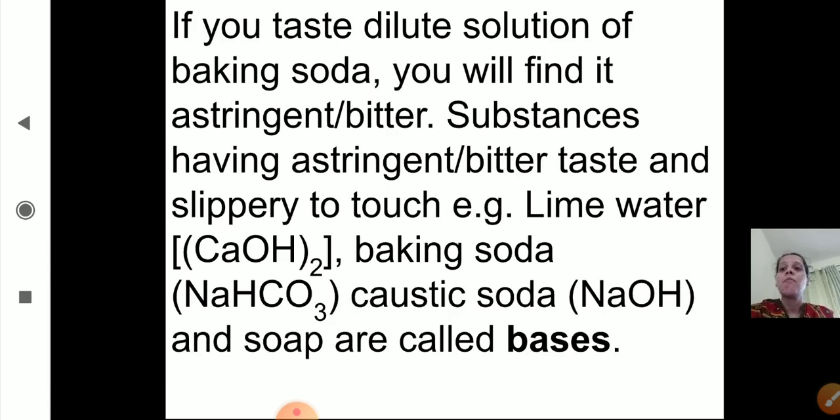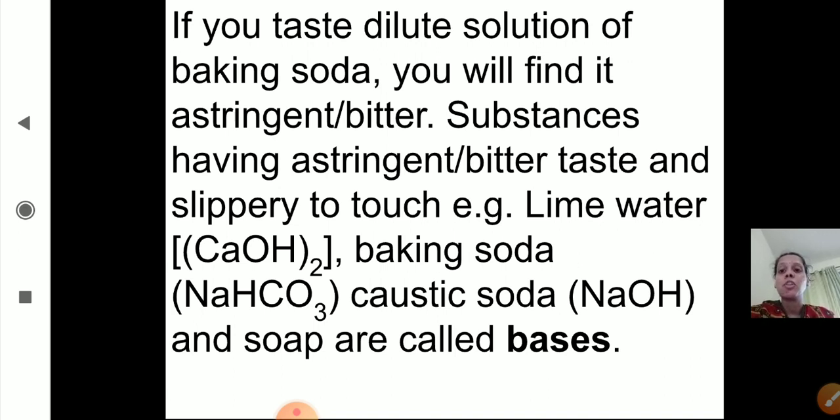Now, if you taste a dilute solution of baking soda, you will find it astringent or bitter. Substances having an astringent, bitter taste and slippery to touch, for example lime water, that is CaOH2, calcium hydroxide, baking soda, NaHCO3, means sodium bicarbonate, and caustic soda, that is NaOH, means sodium hydroxide, and soap are called bases.